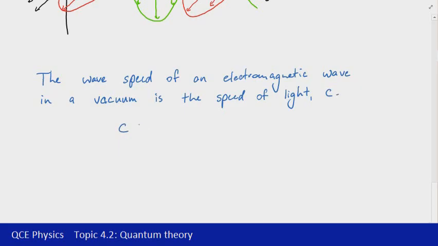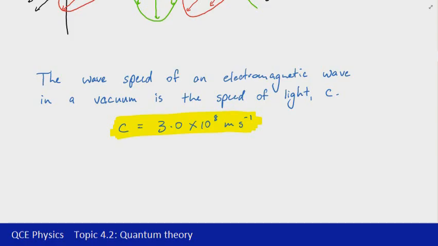The value for c is 3.0 × 10^8 meters per second. I think if you look in the data booklet, it's only got 3 × 10^8 meters per second. If you go to a little bit more detail, it's actually 2.99728 or something like that × 10^8 meters per second. But if we round it off, 3.0 × 10^8 meters per second is close enough. As I mentioned, that applies to all electromagnetic waves.